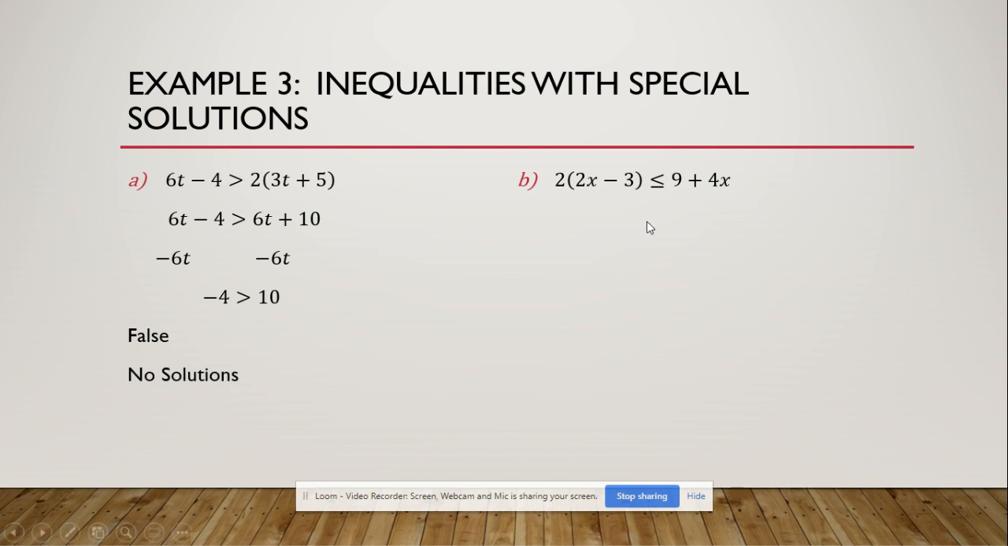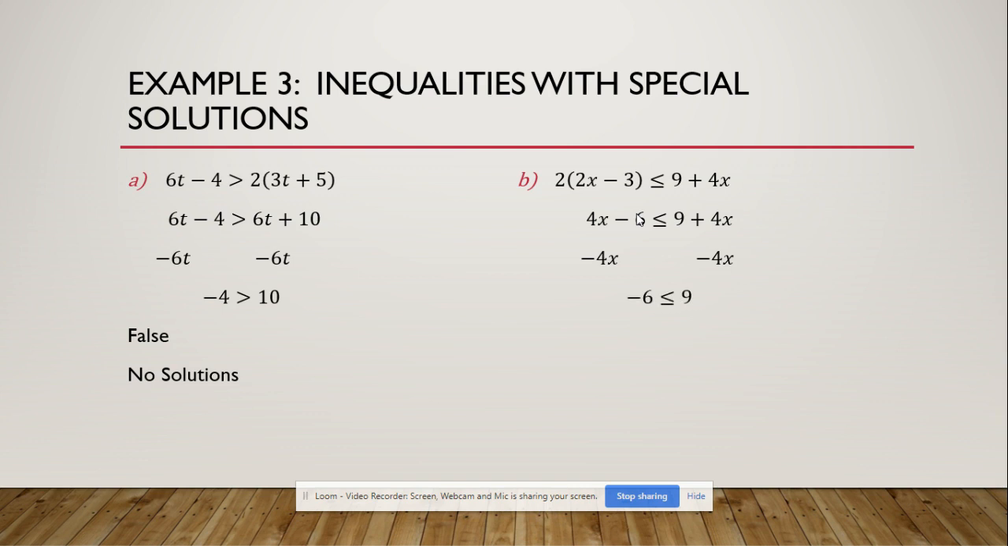All right, now let's move on to B. And notice once again, we've got those parentheses. We can use distributive property to simplify first. So we got 4x minus 6 is less than or equal to 9 plus 4x. We want to eliminate the x from one side, so minus 4x from both sides. Just like before, we see that we're going to eliminate all of the x's.